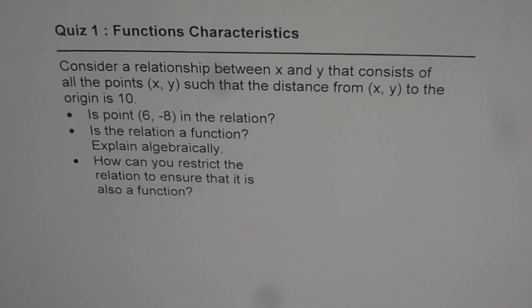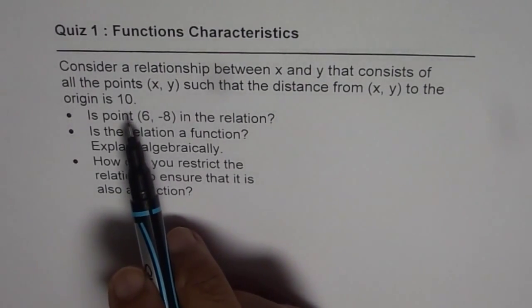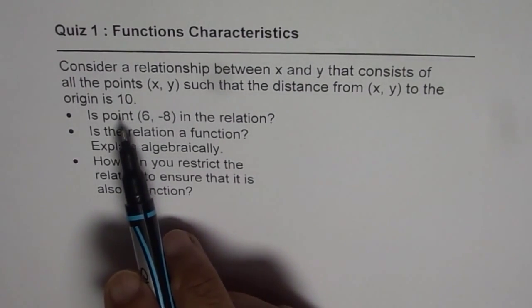Here is another question to prepare you for your quiz on functions and characteristics. Consider a relationship between x and y that consists of all points (x, y) such that the distance from (x, y) to the origin is 10. So that is kind of a relation which we need to develop.